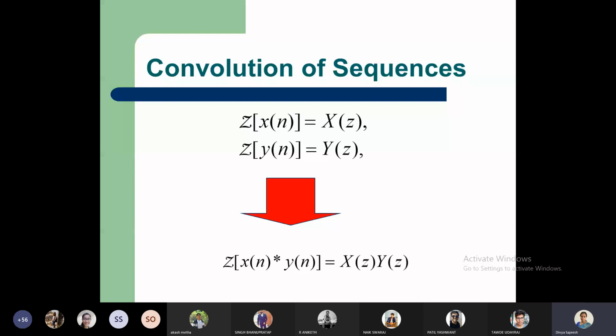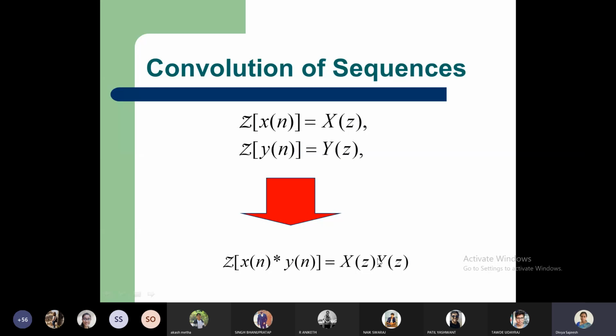Now the convolution of the signal. We have studied the convolution, that is x of n star y of n. The convolution will be changed to multiplication in Z transform. This was the convolution which you have done by the matrix method to solve x of n convolved with y of n. Now if I transform the signal directly to the Z plane, then the convolution will change to multiplication.